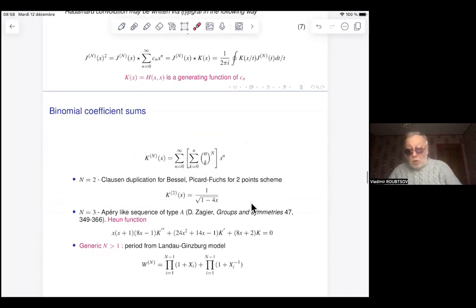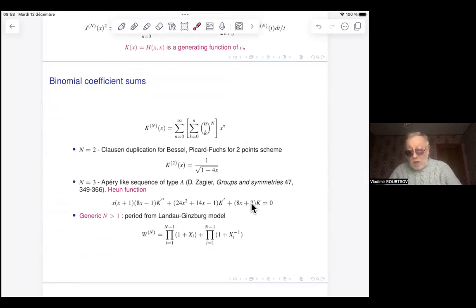For n equal to 2, we know this. It is this square root of 1 minus 4x in the denominator. For n equal to 3, it's a solution of the following Heun equation, and this Heun equation satisfies the properties of so-called Apéry-like differential equations, which were described by Zagier in his paper about groups and symmetries, and it is one of the numbers, 47, in this series. He described this equation. Of course, he didn't speak about the kernel, but the equation is exactly this Apéry-type equation.